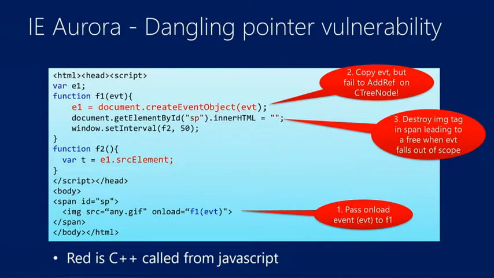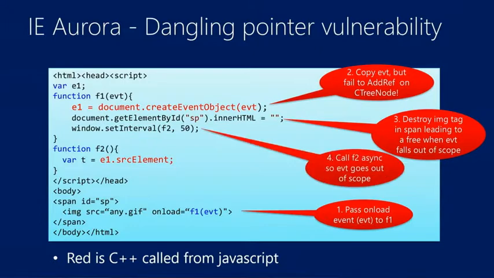Then we're going to destroy any remaining uses of that object, so that basically it's going to be freed and then it's going to fall out of scope. And then we're going to call F2 to asynchronously fire. So EVT really does go out of scope at that point. And then later on, when F2 finally gets invoked, bang, we're gone.